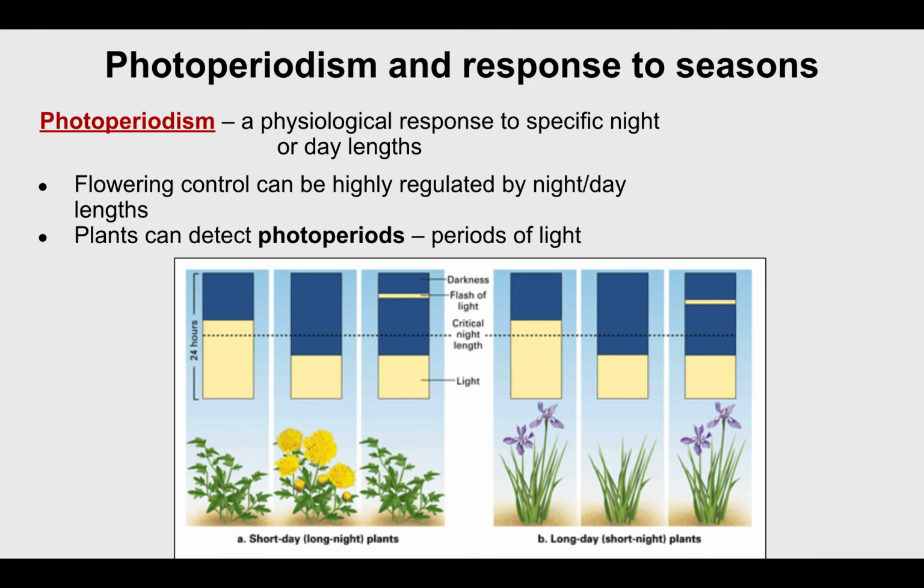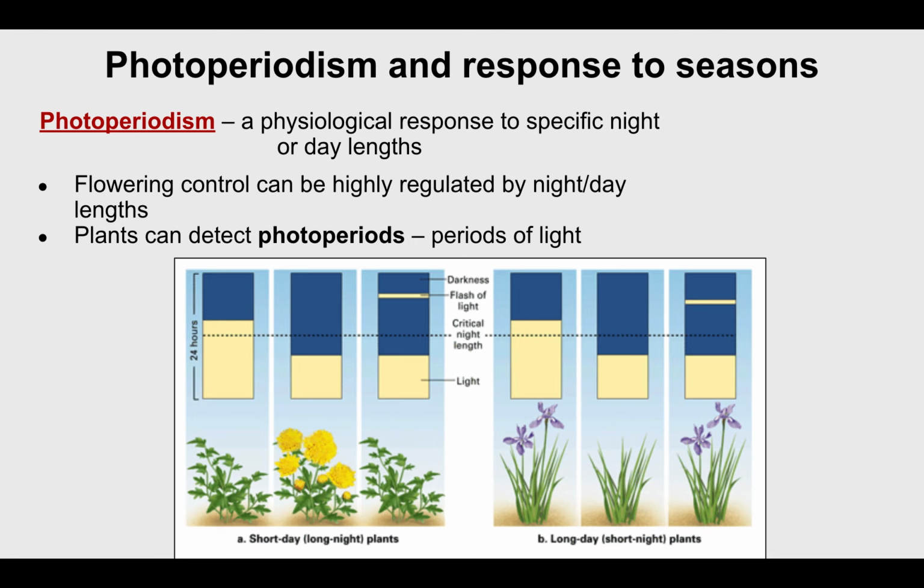Okay. I mentioned that plants can respond to light and when they flower. So we would say photoperiodism, which is any response to specific night or day length. It's a plant responding to the length of the day or the length of the night. So flowering is a great example. When plants flower is regulated by how much sunlight they get throughout the day, or how long the nighttime is. So plants detect these photoperiods, these periods of light.